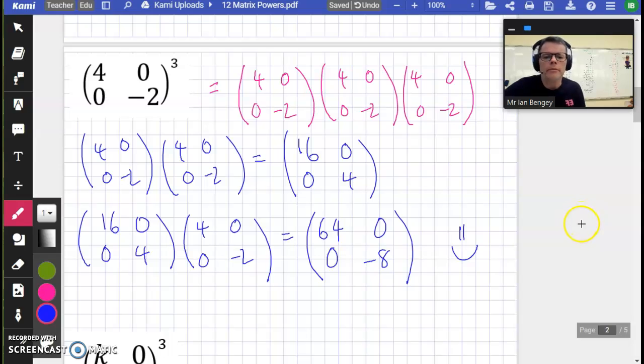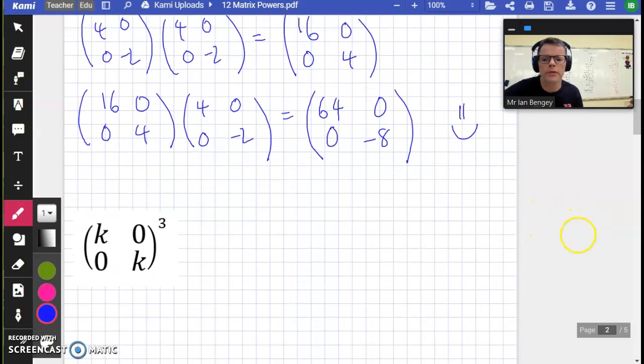Bearing in mind, these are diagonal matrices only. They're not matrices that have entries in these other positions. There are 0 entries everywhere apart from the diagonal from top left to bottom right. And we get these lovely results. You can see why, because we get these 4 zeros and 0 negative 2s. You're always adding together products which include a 0.